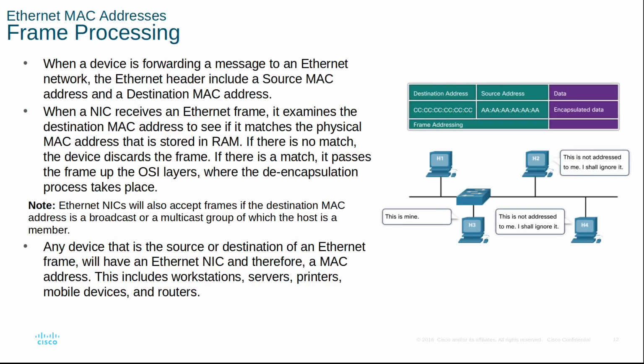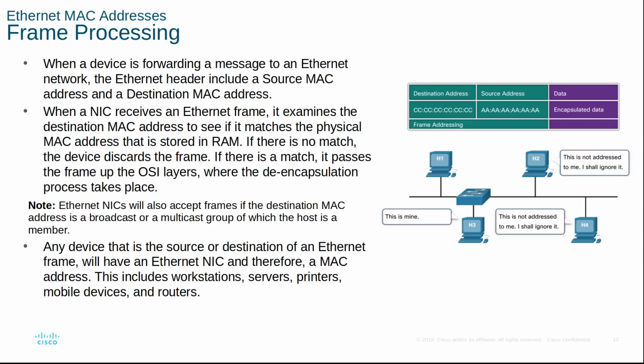So when devices forward a message over an Ethernet network, the header includes a source and destination MAC address. The NIC receives that frame. It'll look at the MAC address to see if it matches a physical one that's stored in RAM. If there's no match, it discards the frame. If there is a match, then it passes that frame up the OSI layer. The packet is de-encapsulated, and they figure out what to do with it next, right?